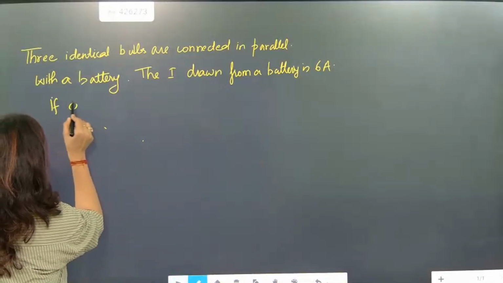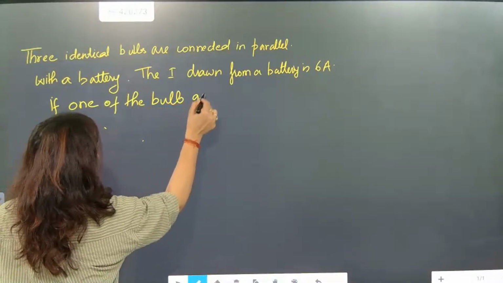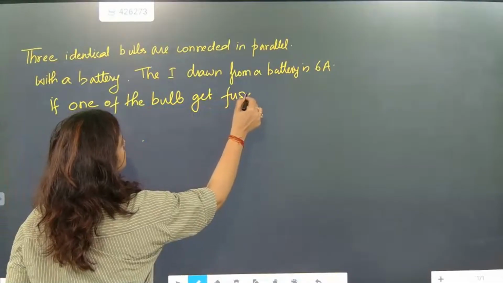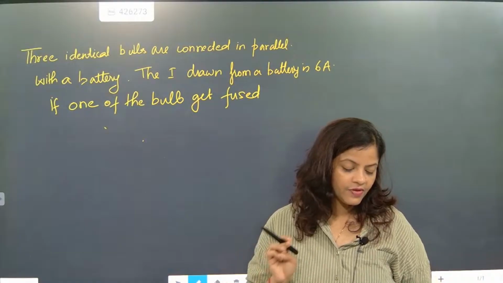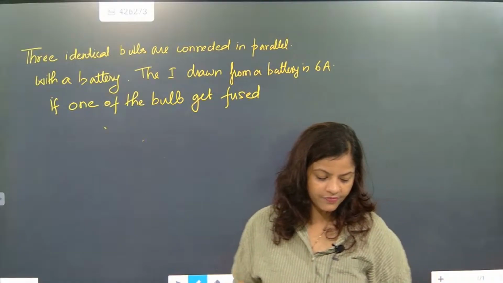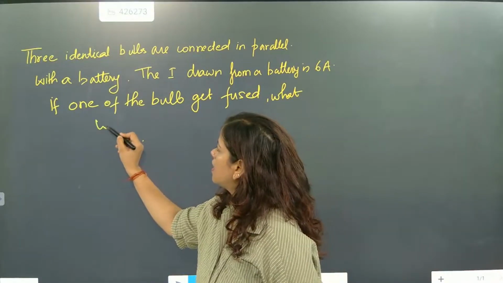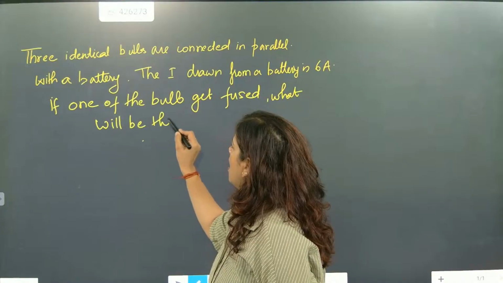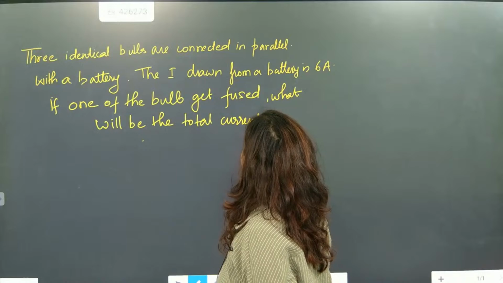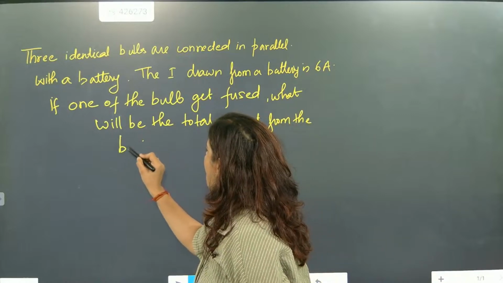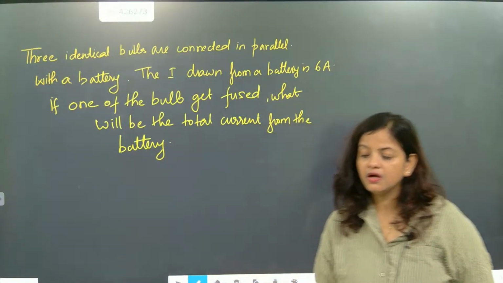If one of the bulb gets fused, so beta, if one of the bulb is getting fused, come on, so after that what they are telling, what will be the total current from the battery? Come on, go for it.